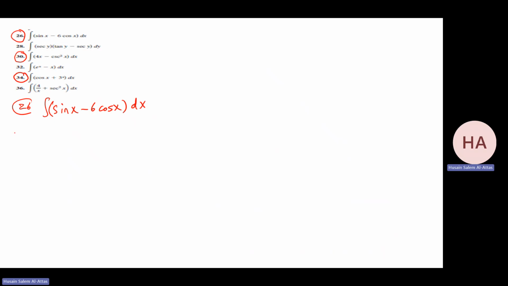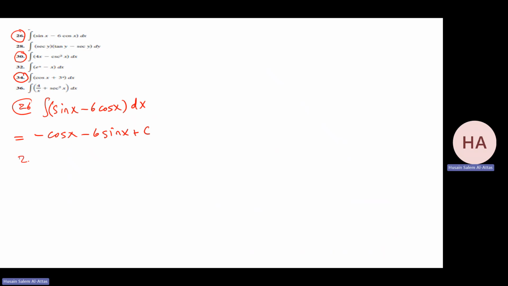dx, that will be minus cosine minus 6 sine x plus c. Is it? Integrate that. Minus cosine minus 6.